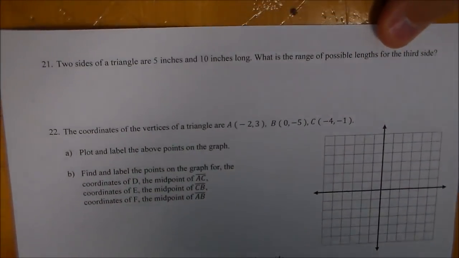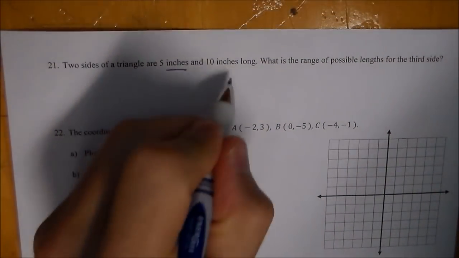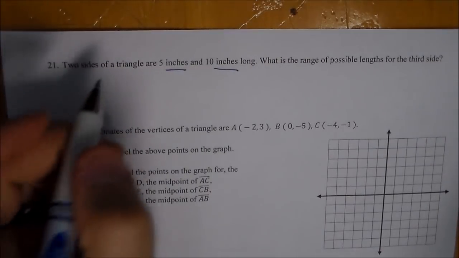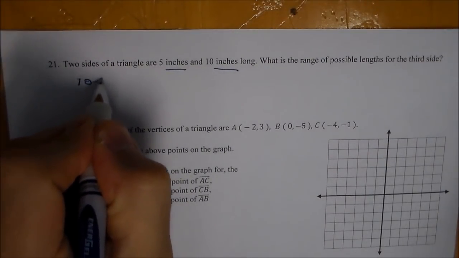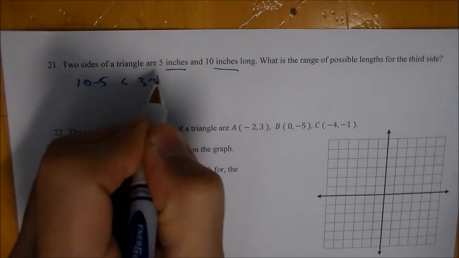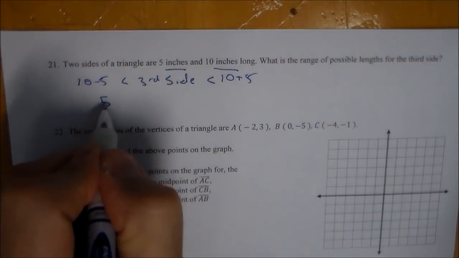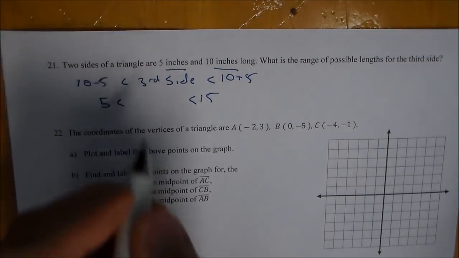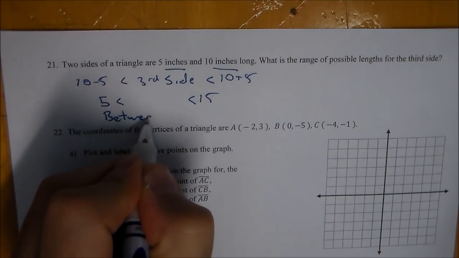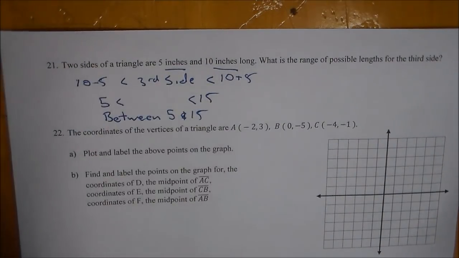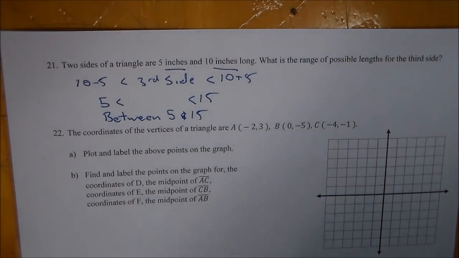Last page, number 21, we have two sides of a triangle that are 5 and 10. What is the range of the third side? So we're going to do 10 minus 5 to get the bottom end of the third side, and 10 plus 5 gives us the top end. So we have 5 and 15. So we're going to say that the third side is between 5 and 15. So again, whole numbers: 6, 7, 8, 9, 10, 11, 12, 13, 14. It does not include 15, does not include 5. It's all the values between them, including decimal values.